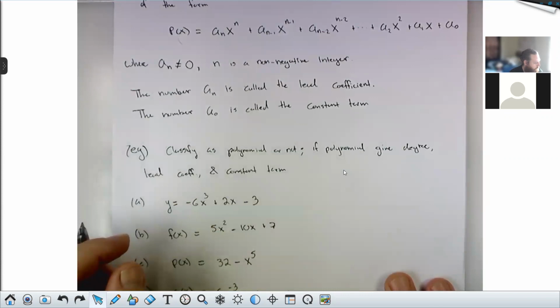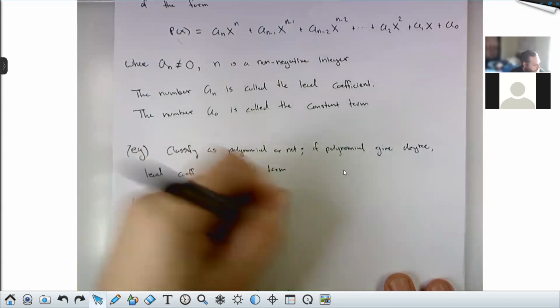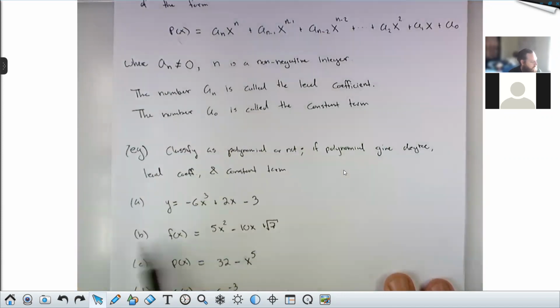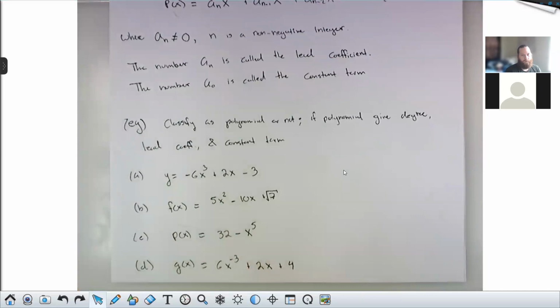Do I have room to play with something here? I'd like to change just one of these things. Yeah, let me put the 7 in f of x on part b under a square root. Okay. So take a second to get these written down. We're going to talk about whether each one of them is or is not a polynomial. And if it is a polynomial, we're going to talk about the coefficients and the degree.